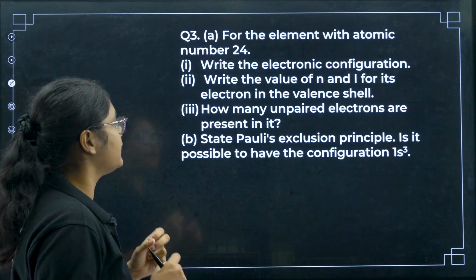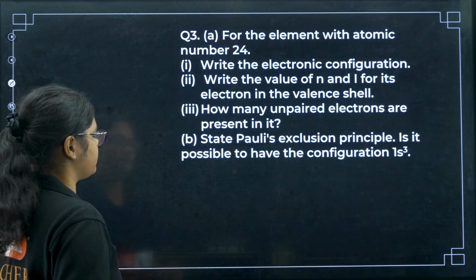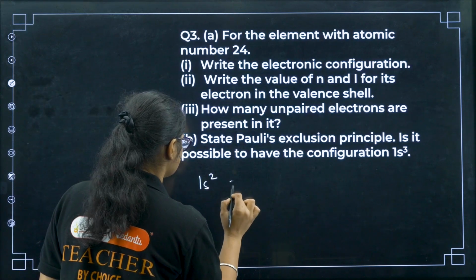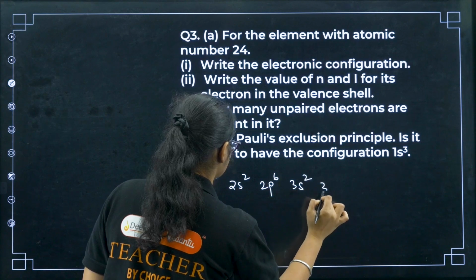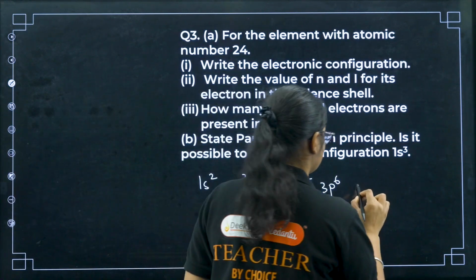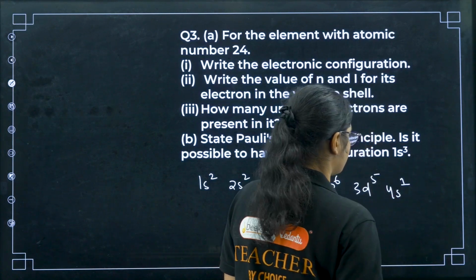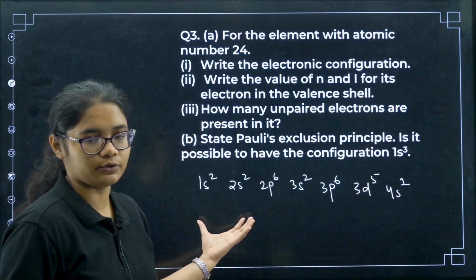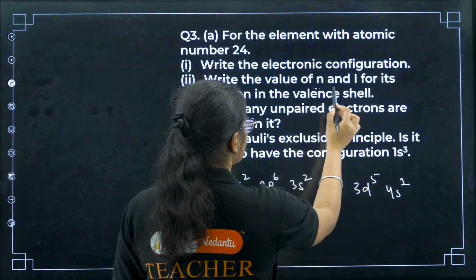For the element with atomic number 24, write the electronic configuration. Very simple, just you have to write the electronic configuration. 1s2, 2s2, 2p6, right? 3s2, 3p6. Okay, now after 3p6 we have 3d5 and then we have 4s1. So this is the configuration for 24. You know, chromium has a very special configuration.